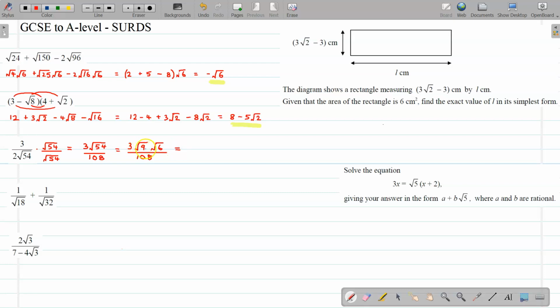Now, root 9, of course, is 3, so that becomes 3 times 3 is 9 root 6 over 108. So 9 root 6 over 108. Okay, and you should know that 9 12s make 108, so that is actually root 6 over 12. Okay, and that can't be simplified any further.